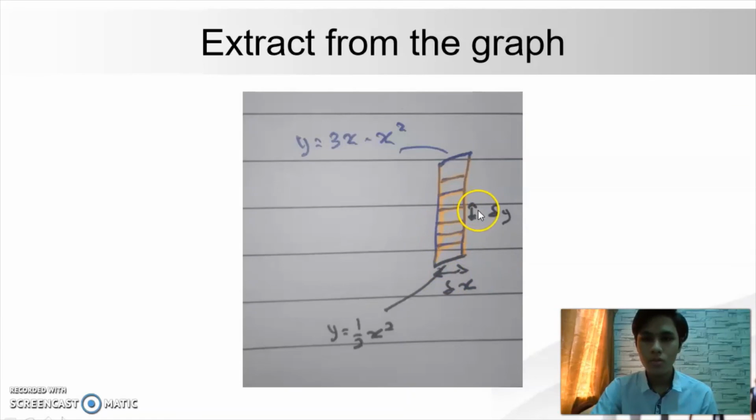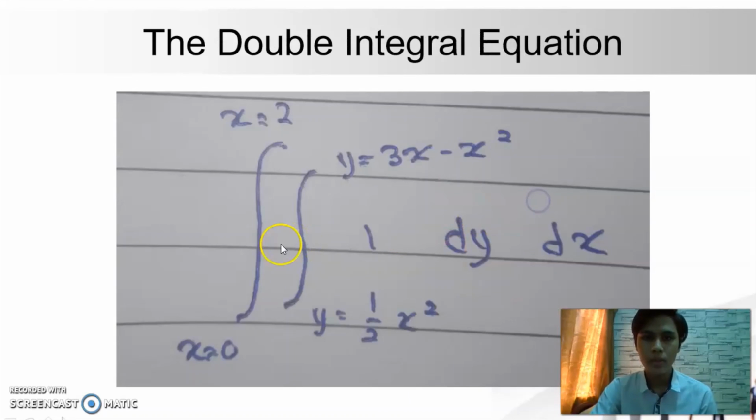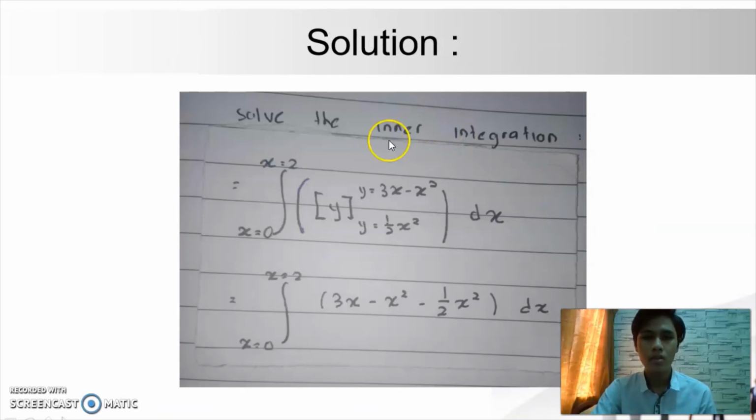If the square is 1 unit on each side, then we can differentiate it accordingly. Then it will become like this. The inner integration first: y from y equal to 1 over 2 x squared to y equal to 3x minus x squared, 1 dy, and the outer integration is from x equal to 0 to x equal to 2, dx. Then we can solve the inner integration.